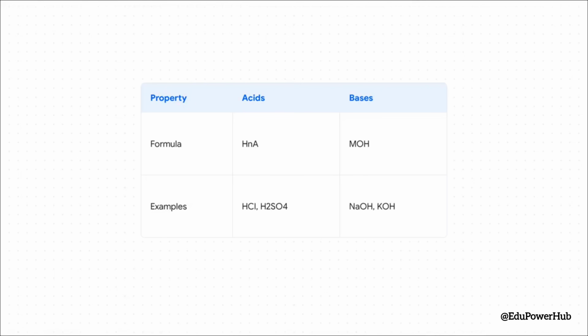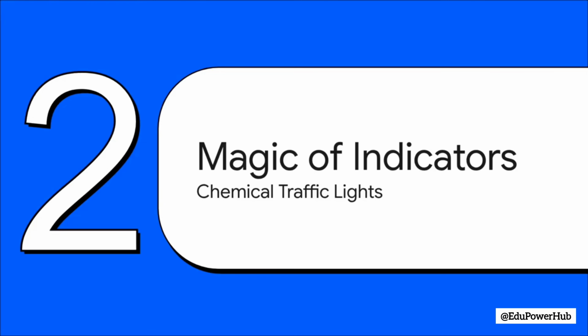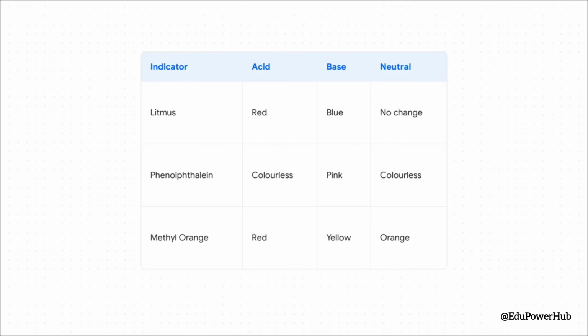Kitna simple hai, right? Moving on to part 2, the magic of indicators, chemical traffic lights. So if acids and bases basically just look like invisible, clear water, how do we tell them apart? Enter indicators. ये बिल्कुल chemical traffic lights की तरह काम करते हैं. Take litmus for example. It flashes red for danger in an acid and switches to blue in a base.